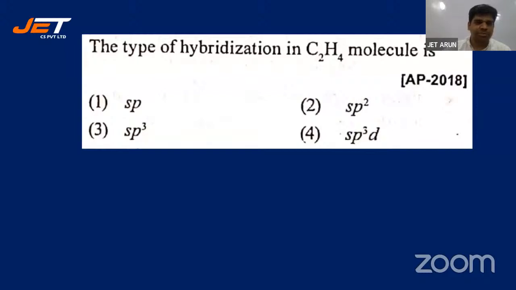Fatima says 2. Harshavardhan says 2. Ananta says 3. sp3, okay. Pranavi says 3. Jyoti says 2, okay. Boy says 3. Rachana says 2. Steshna says 1. Rachana says 2, sir. Steshna says 1. Vaishali says 2. Let's see the answer, students.